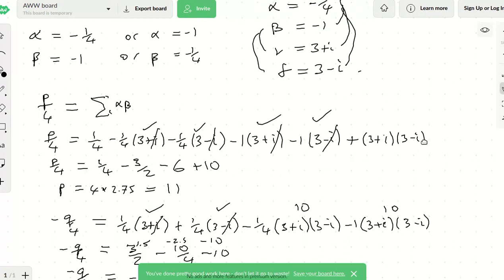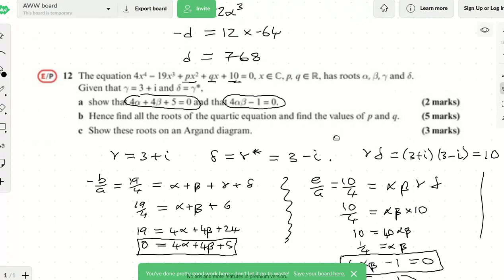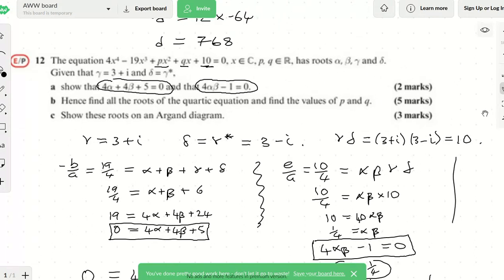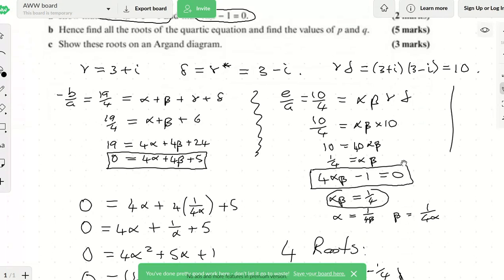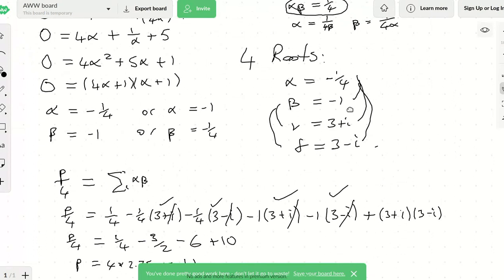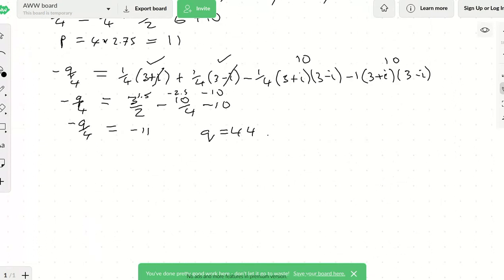At the very, very end, I think what do they want you to do? I might even skip this bit. Show these roots on an Argand diagram. Let's show the roots on an Argand diagram. I shouldn't have said that. I might even skip this bit. I'm giving you the impression that it's okay to skip parts of a maths question. That is shocking. But let's be honest, it's not difficult.